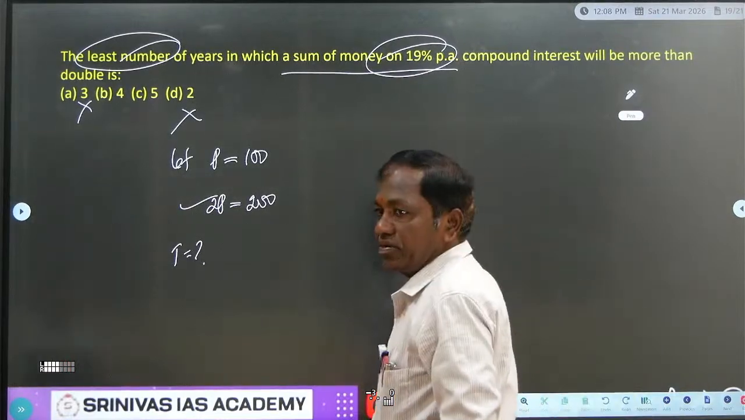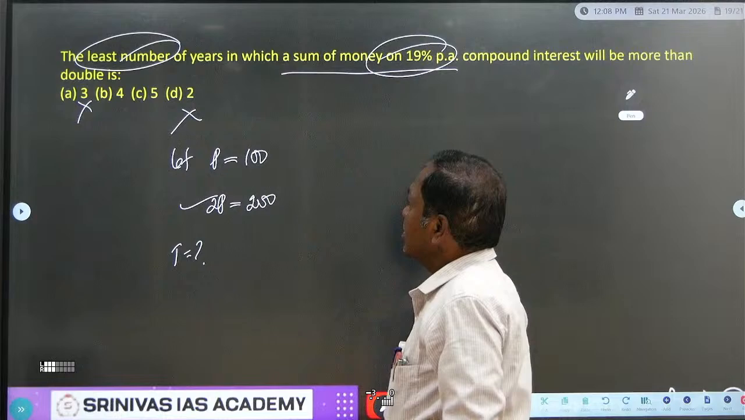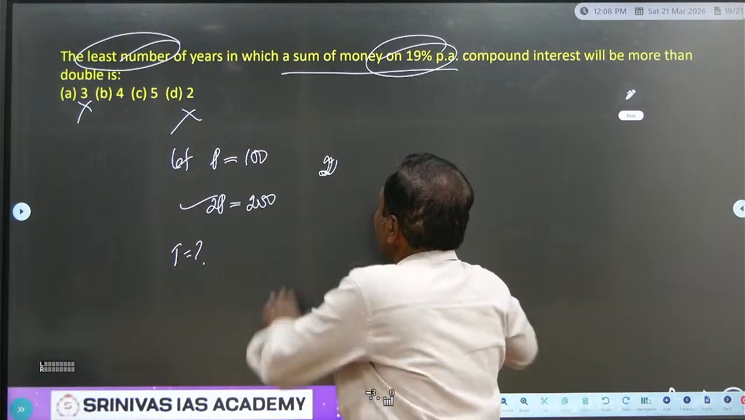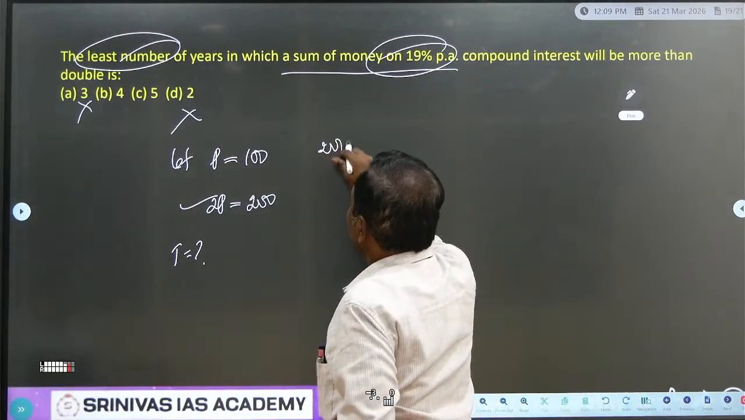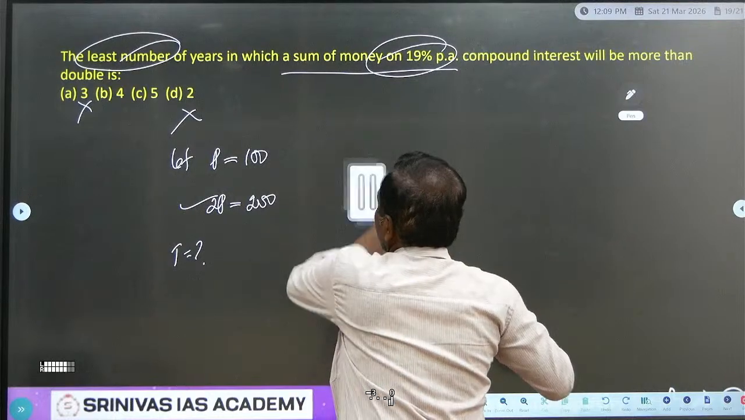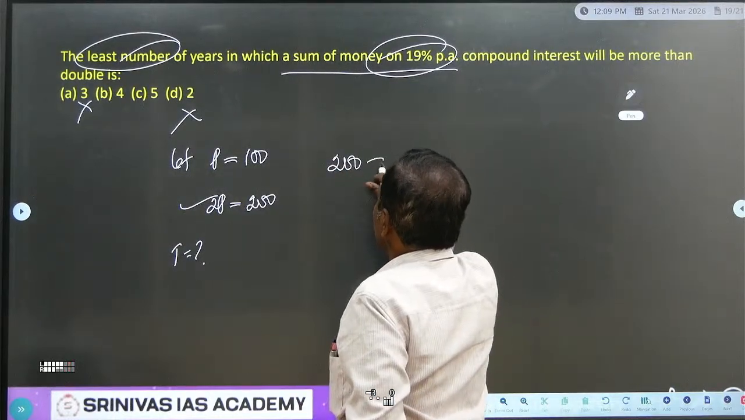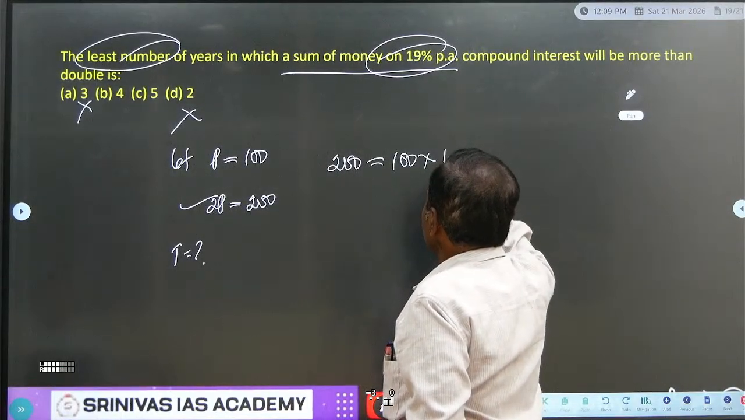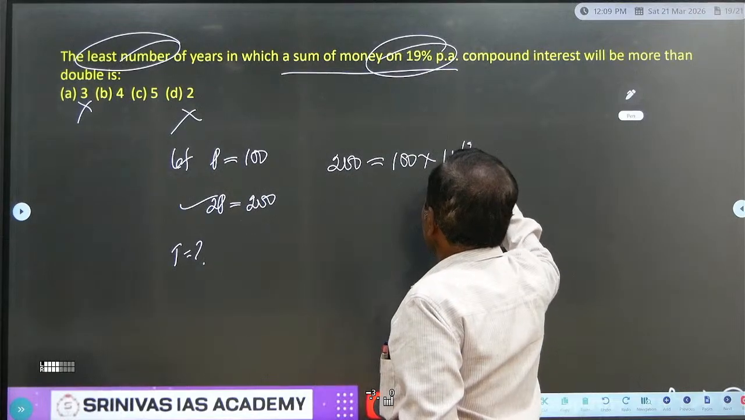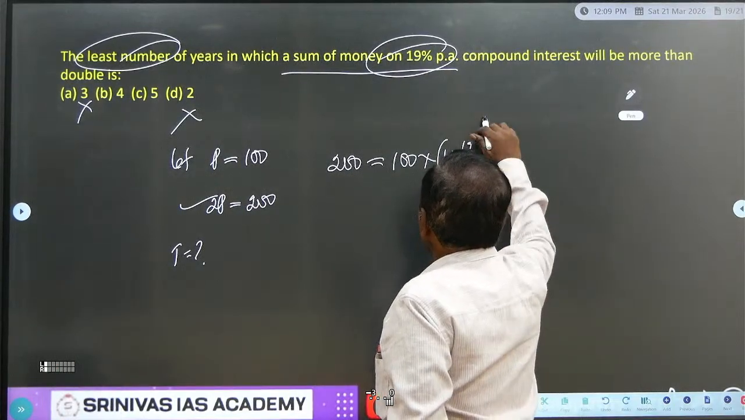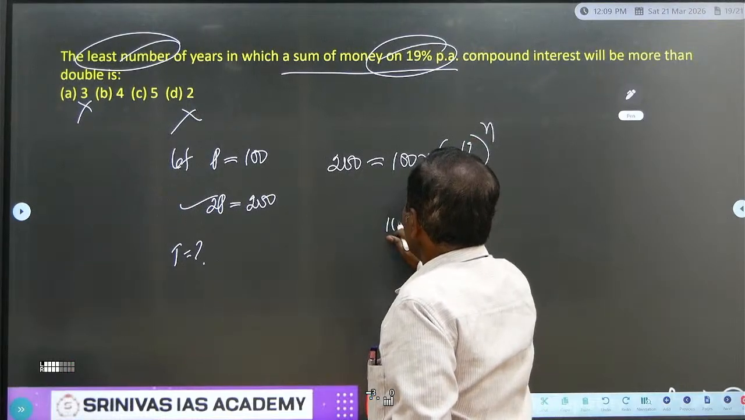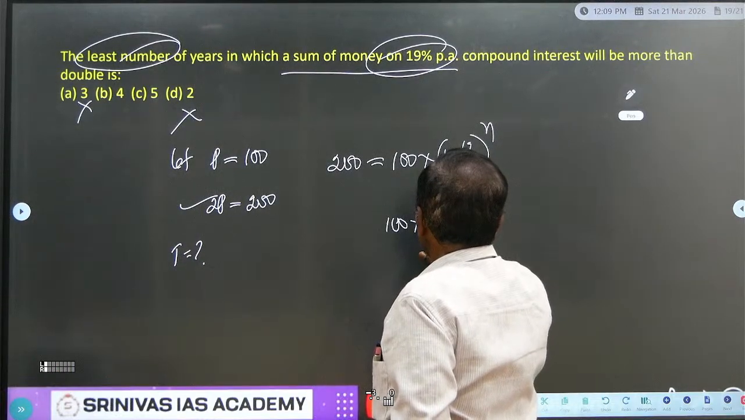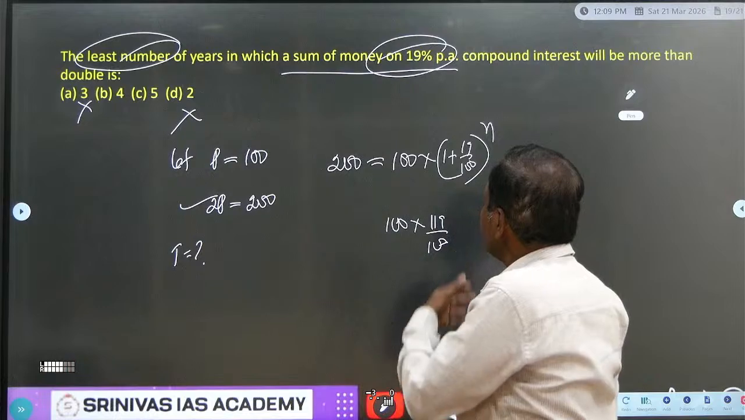Sir, I do not know that. Sir, this 200 equals, you tell me this form and I write it here. 200 is equal to 100 into 1 plus 19% to the power T. Now we should calculate the terms, T. 100 into 119. Correct? How many terms?